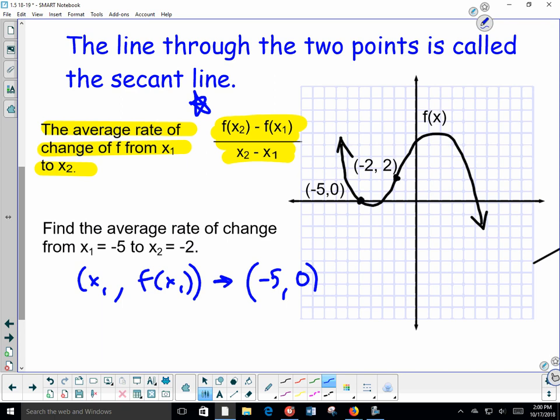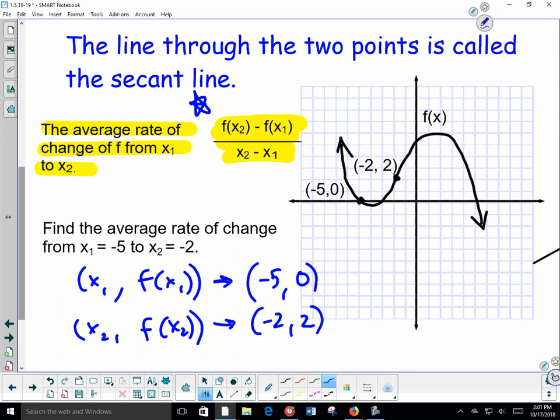Everybody with me? So is it pretty much just the same thing as saying y2 minus y1? It is very similar to that. Very similar to the slope formula of y2 minus y1 over x2 minus x1. The only difference is we're talking about our y's in terms of what's the function value at that x. Okay. But very similar idea. And so then the other ordered pair would be x2 comma f of x2. And so for my example, that would be the ordered pair -2 comma 2.